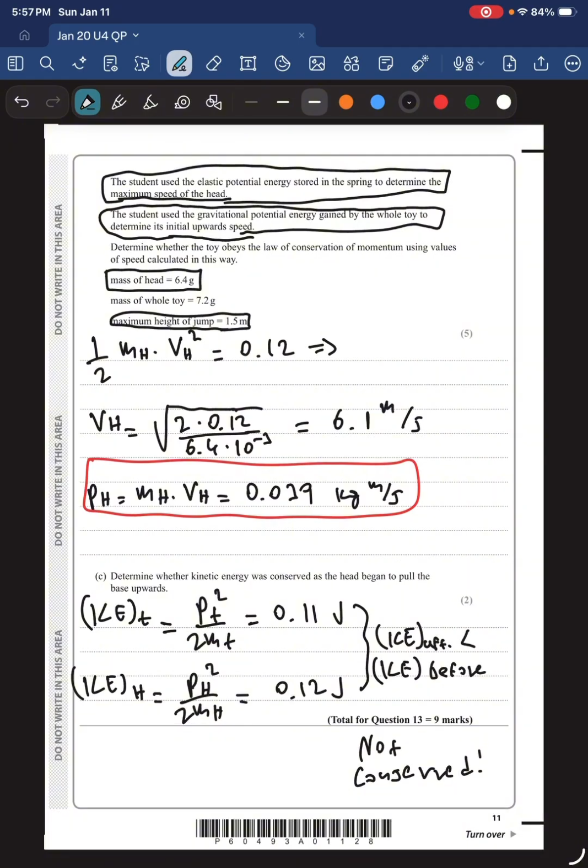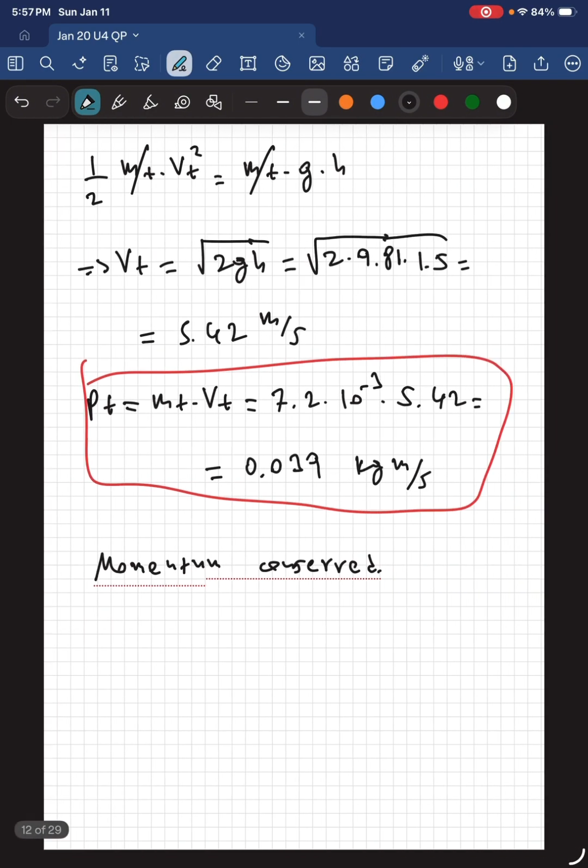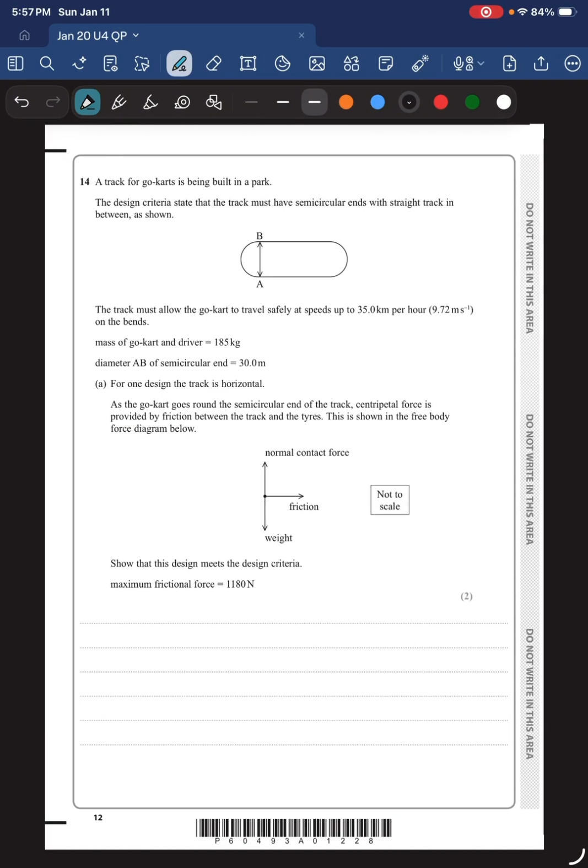Okay, let's move to question 14. A track for go-karts is being built in a park. The design criteria state that the track must have semicircular ends with straight track in between as shown. The track must allow the go-kart to travel safely at speeds up to 35 kilometers per hour, which is 9.72 meters per second on the bends.